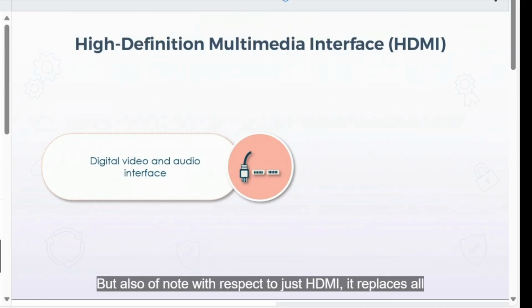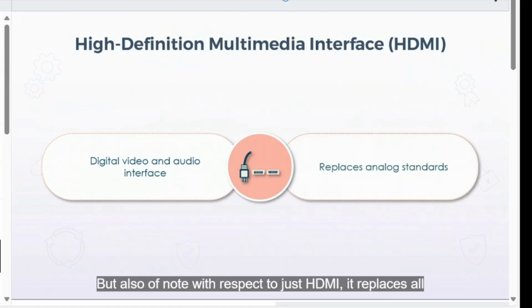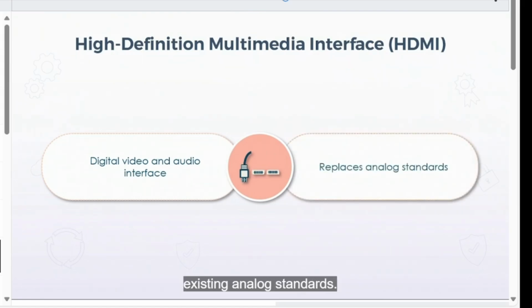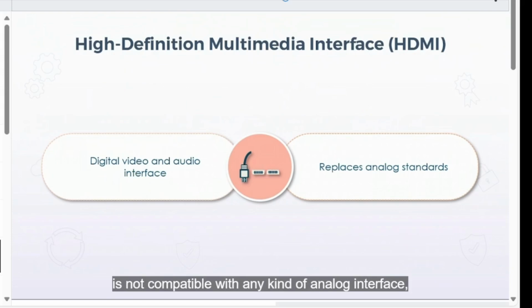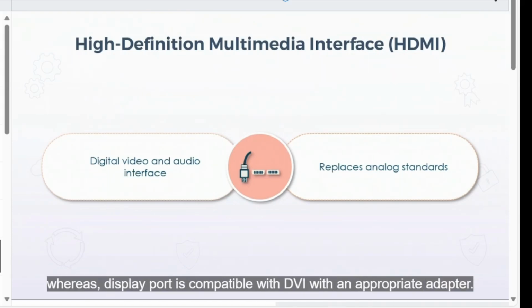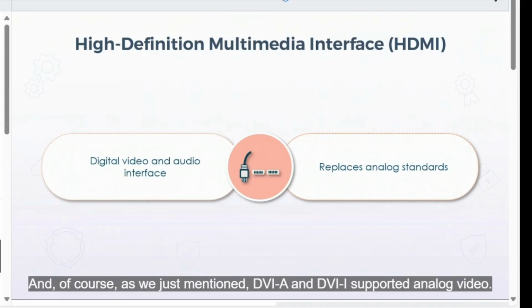But also of note with respect to just HDMI, it replaces all existing analog standards. In other words, it is digital only. So HDMI is not compatible with any kind of analog interface, whereas DisplayPort is compatible with DVI with an appropriate adapter. And of course, as we just mentioned, DVI-A and DVI-I supported analog video.